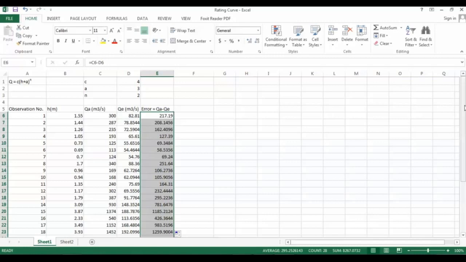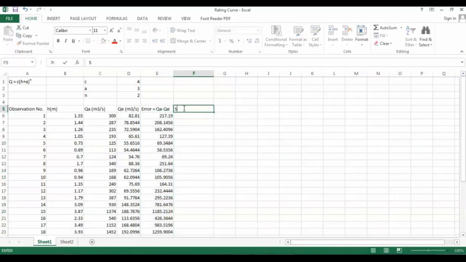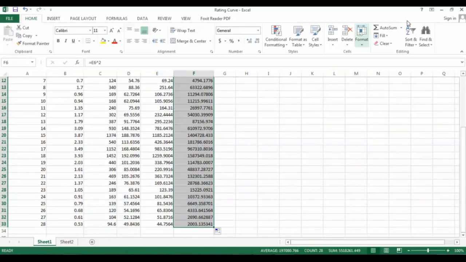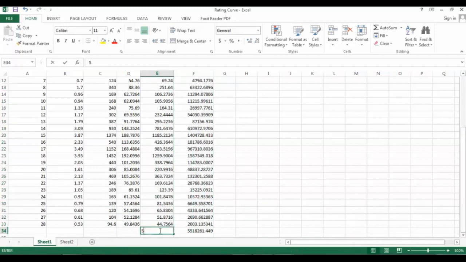Some errors are positive, some are negative usually, so we have to take the square of error, which is equal to this one raised to 2. So this is your error, and then you have to take the sum of square of errors. By selecting the whole column and then saying sum, this is the sum of error squared.